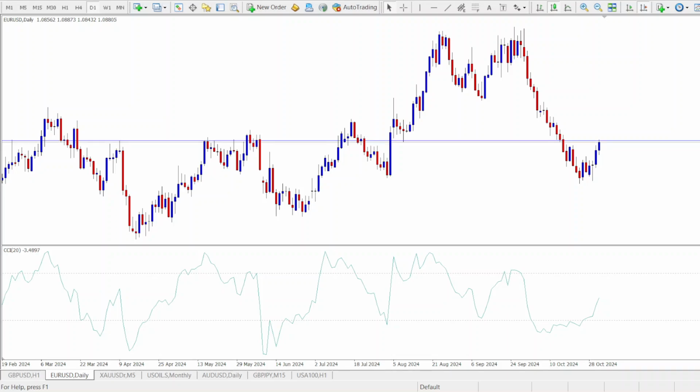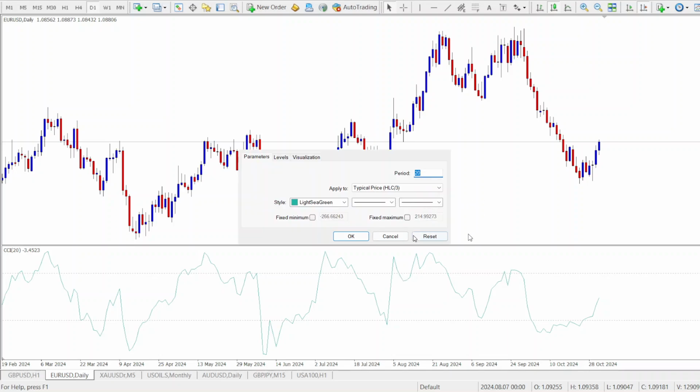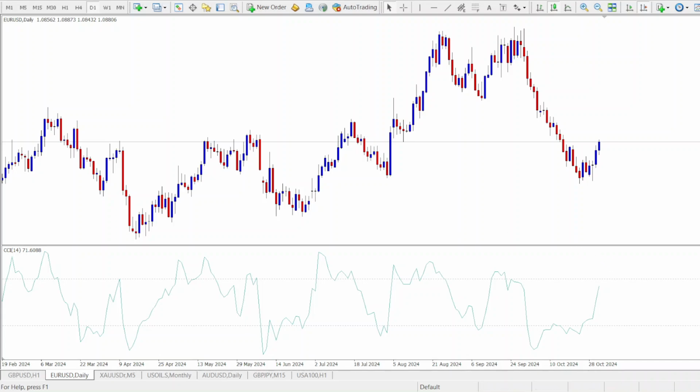Now, basically, the CCI is easy to use. The default settings is 14 period. Once you have set up the CCI indicator, you will see a line that oscillates above and below the zero line. You can see that the CCI moves between minus 100 to plus 100. Above plus 100 represents overbought, below minus 100 represents oversold.